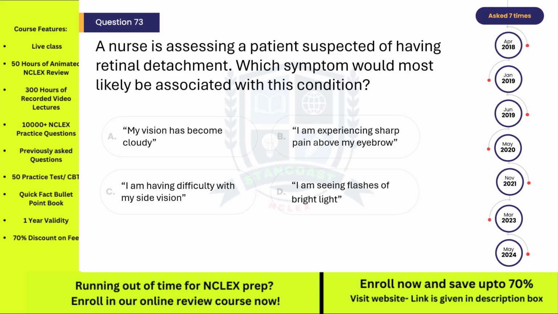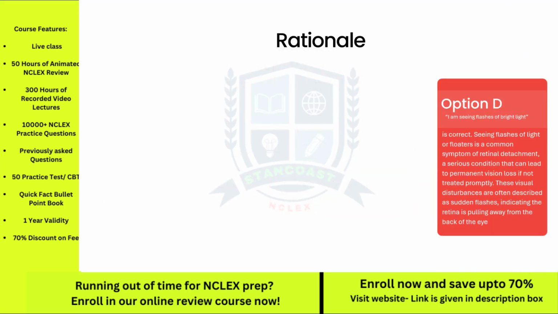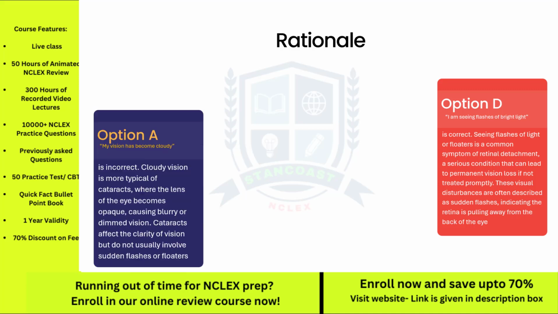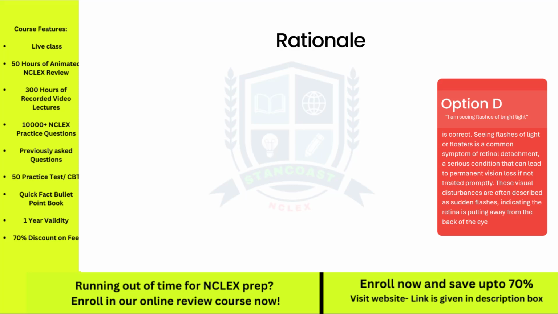The correct answer is D. I am seeing flashes of bright light. D is correct. Seeing flashes of light or floaters is a common symptom of retinal detachment, a serious condition that can lead to permanent vision loss if not treated promptly. These visual disturbances are often described as sudden flashes, indicating the retina is pulling away from the back of the eye.